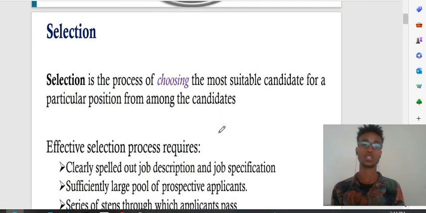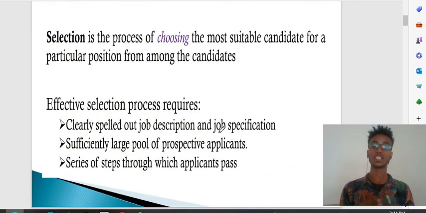By figure, selection is a process of choosing the most suitable candidate for a particular position among the alternative candidates. We may get hundreds or thousands if we need only 10 candidates. If we have only one position, and when we advertise that position, we may face a hundred candidates that want to apply for the place we advertised. In that case, we have to make a choice among those candidates, the most suitable candidate for the organization.